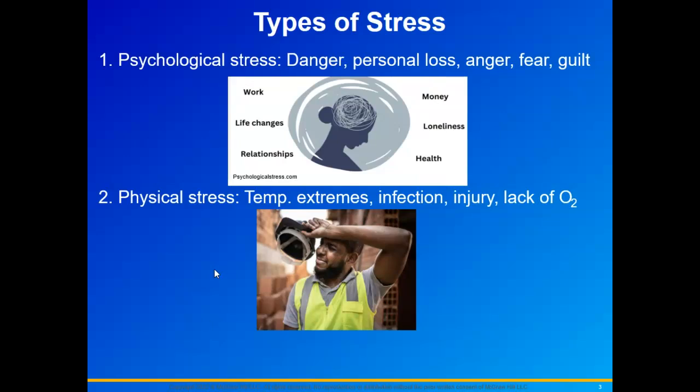So this is going to be your temperature extremes, becoming way too cold or way too hot. I mean, if you get way too hot, you're going to start going into heat stroke and whatnot. You guys all did a case study on that last semester if you had any. It also can result from infection. That can be some type of bacterial infection, viral infection, also injury.